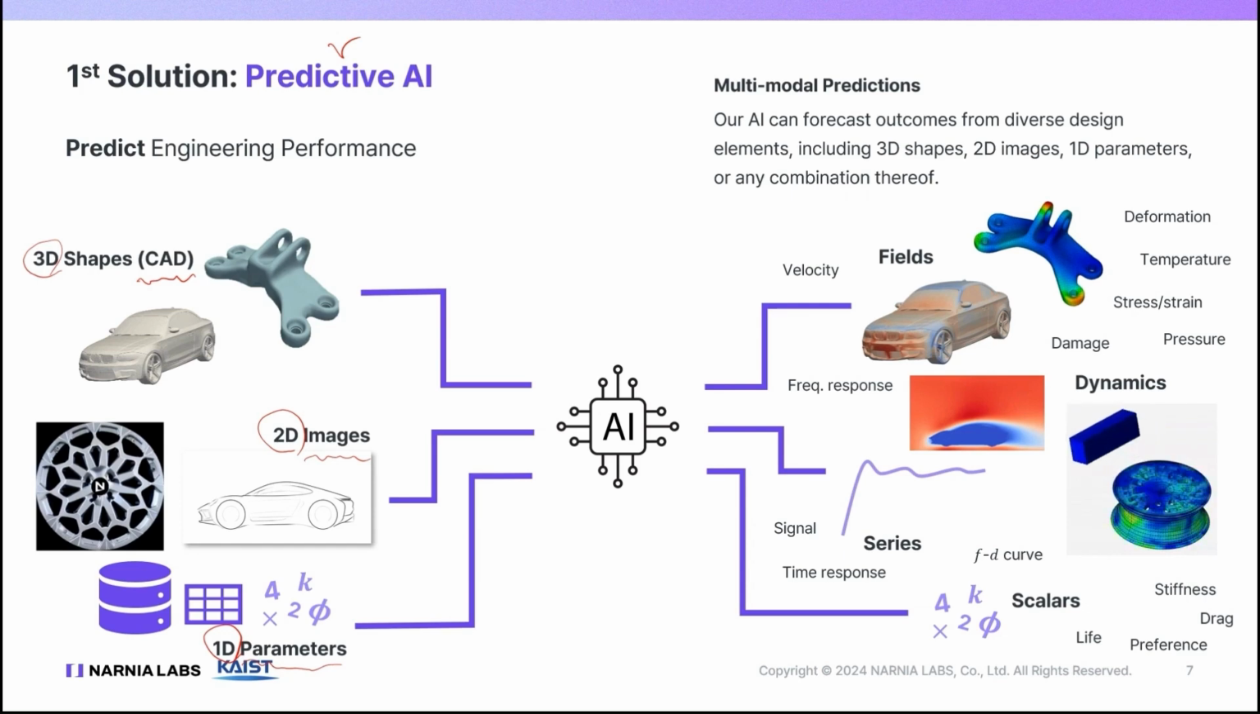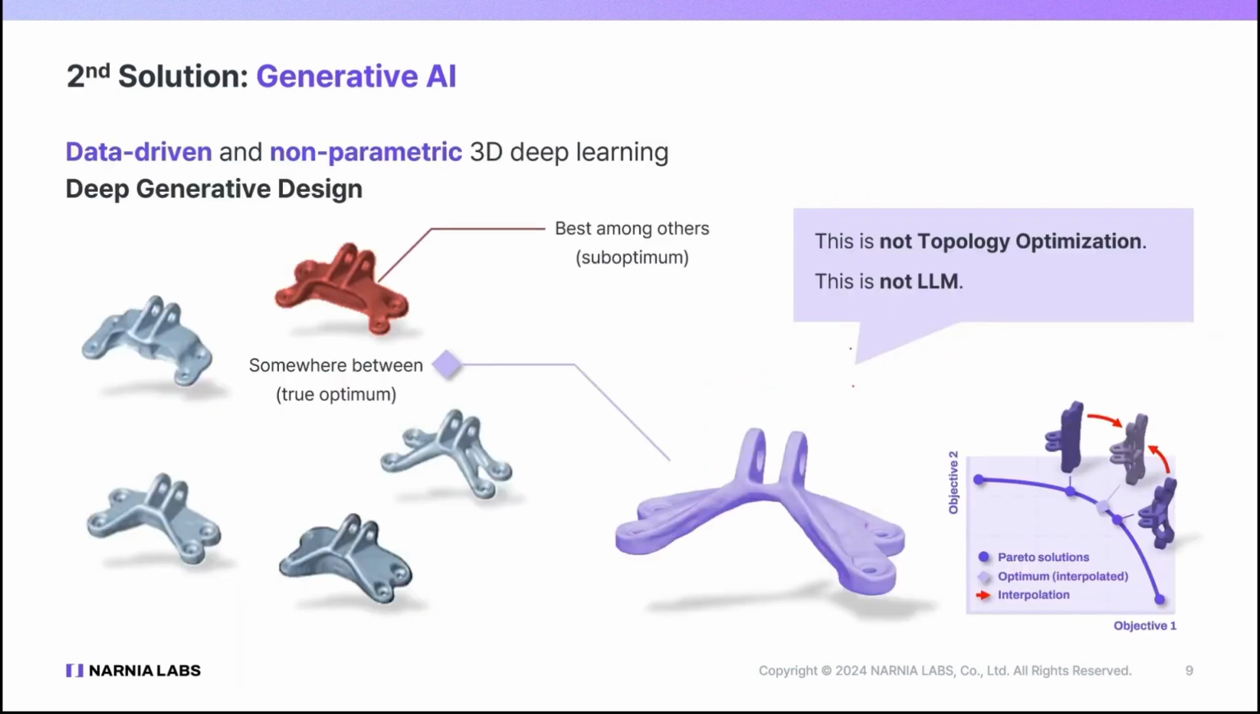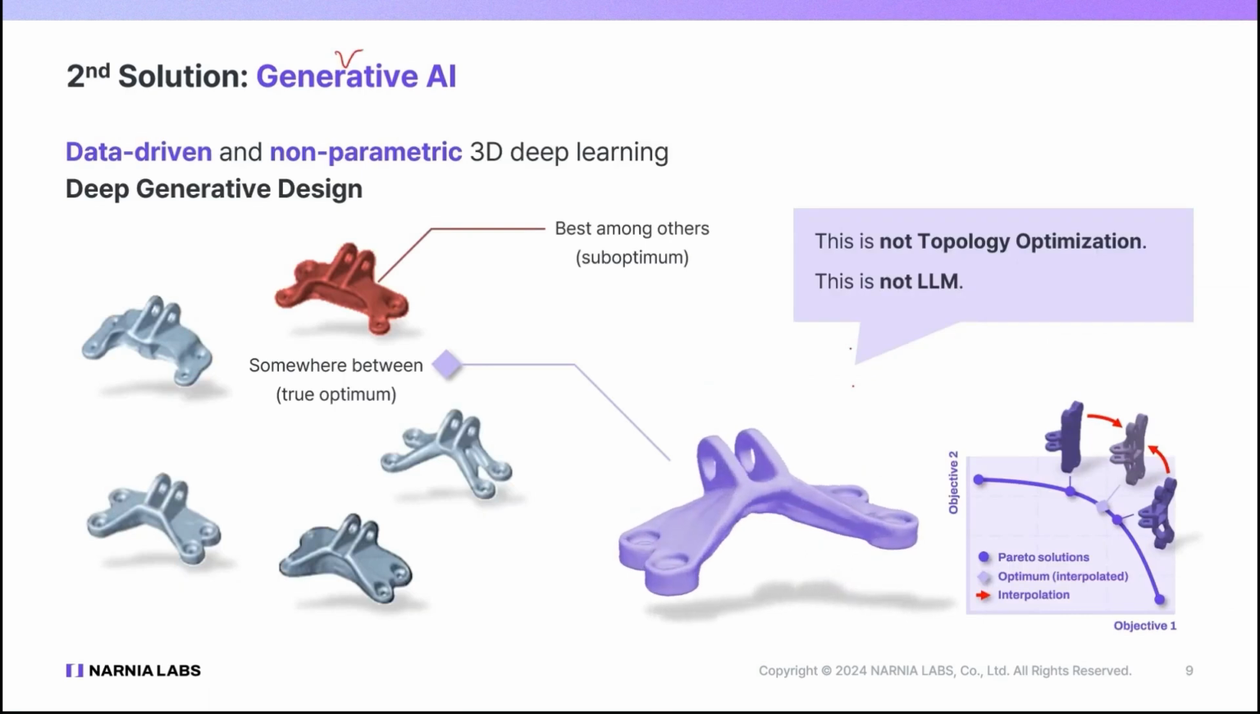The outputs you get in this way are as follows. Basically, these are all the engineering performance values you can obtain from numerical simulations or actual tests. They could be structural performance, thermal performance, or fluid performance. They could also be electromagnetic performance. Furthermore, these specific performance-related values could potentially be individual field-based values, dynamic characteristics, complex time series data, or even just basic straightforward scalar values. Next is the second solution, generative AI.